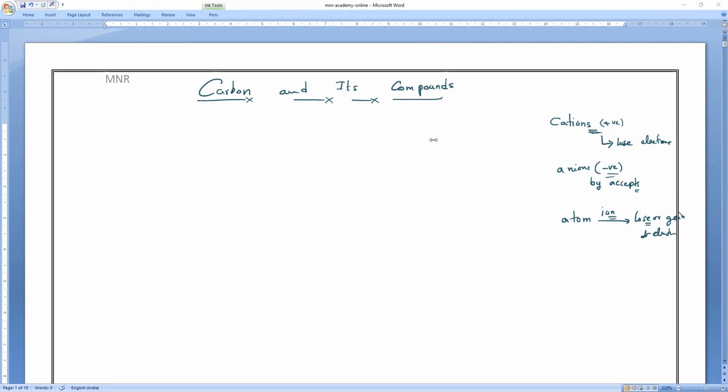Okay. Yes, Harish. SFS is there. You just avoid it. So 2 types of bonds also we have.